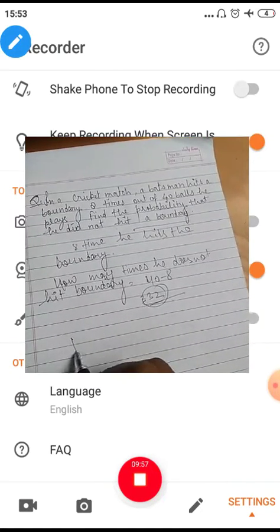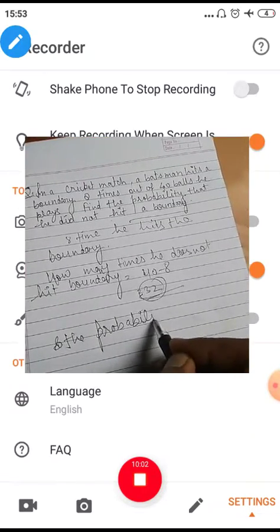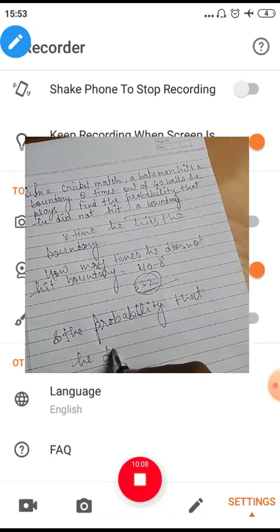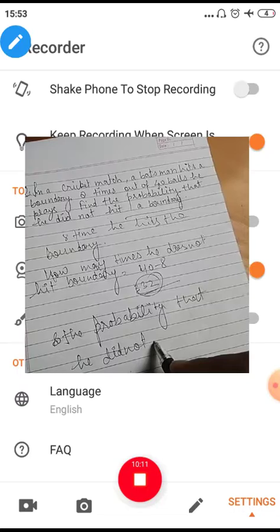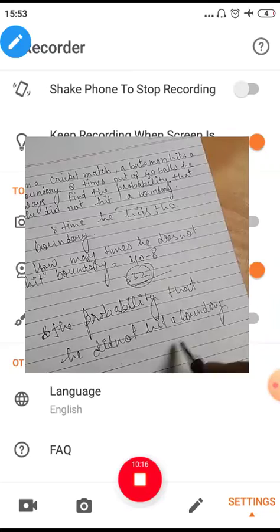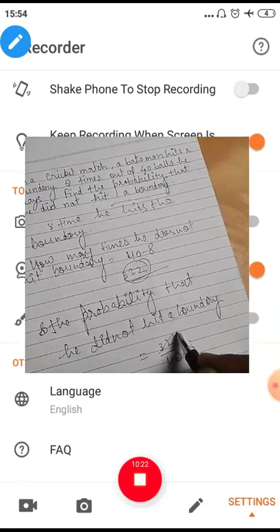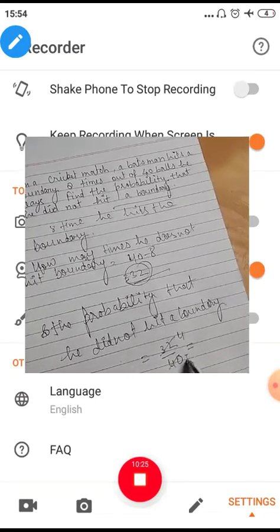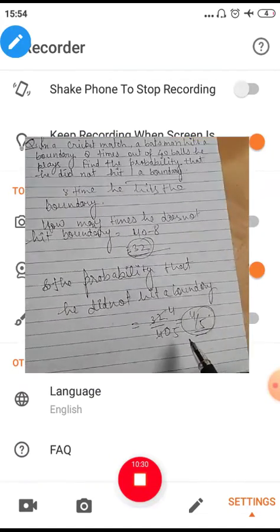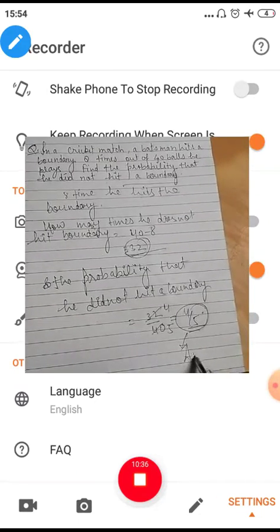So the probability that he did not hit the boundary is equal to what? 32 upon 40. You can cancel it by 8. 8 4 जा 32, 8 5 जा 40. So 4 upon 5. 4 upon 5 is the probability that he did not hit a boundary. It is your answer.